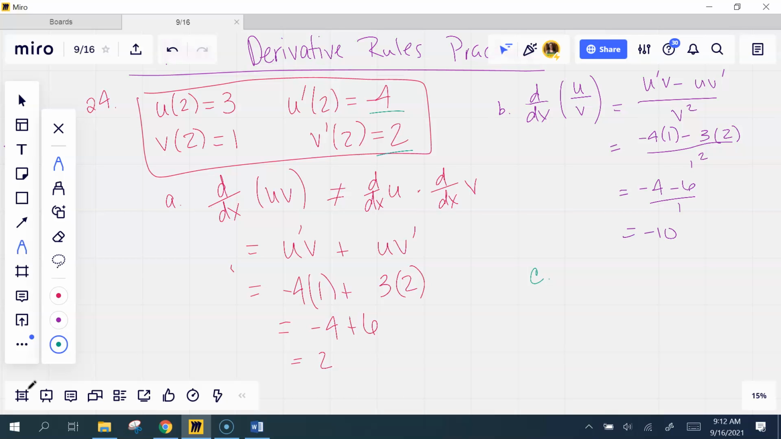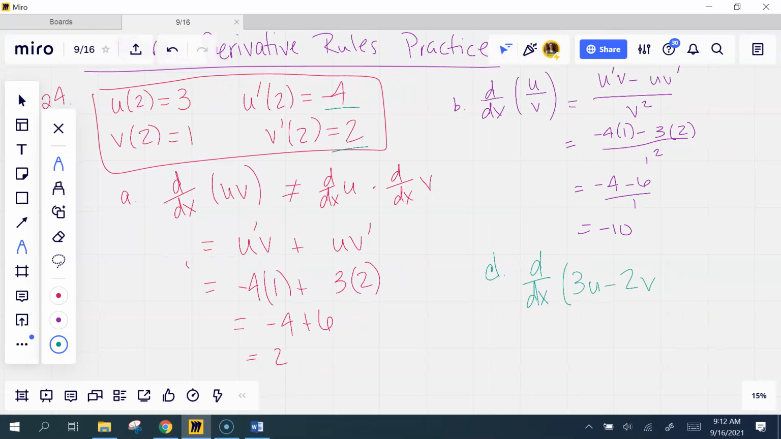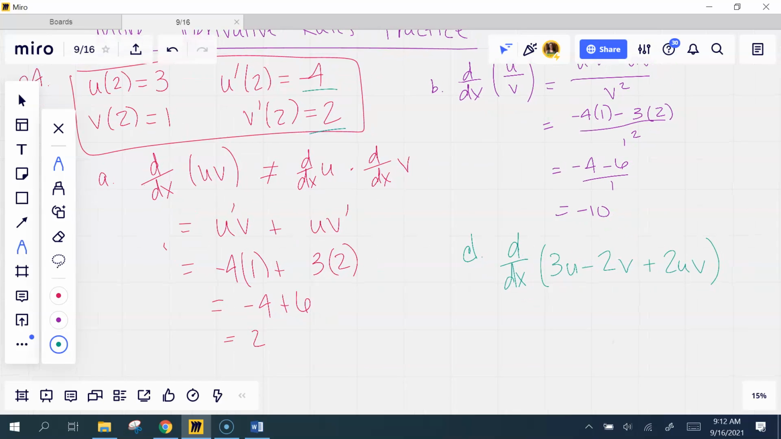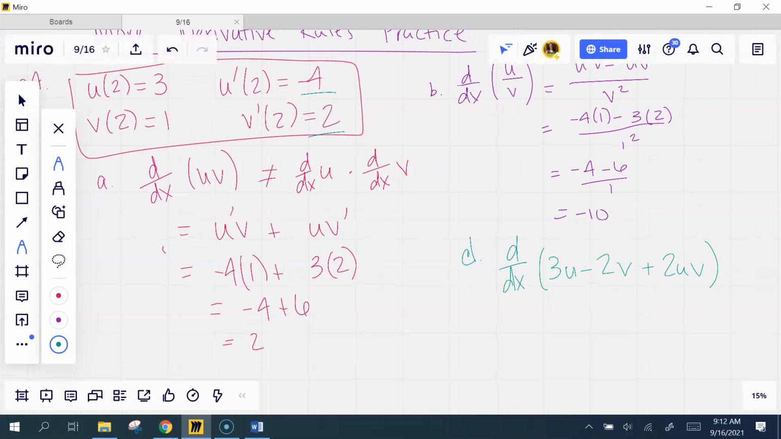I'm going to skip C because it's just like B, but let's do D. We couldn't figure out 16 last night. It was like u to the negative or something like that. Try this one. So now the question is, can you separate them? Because we couldn't separate this with multiplication, just do the derivative. But if you're adding and subtracting, can you?